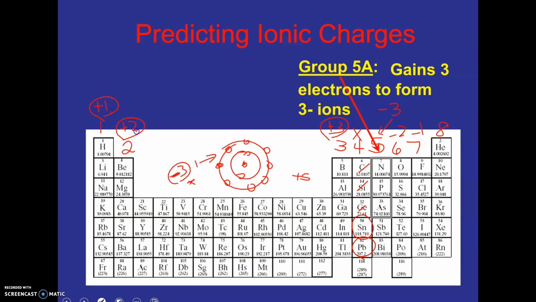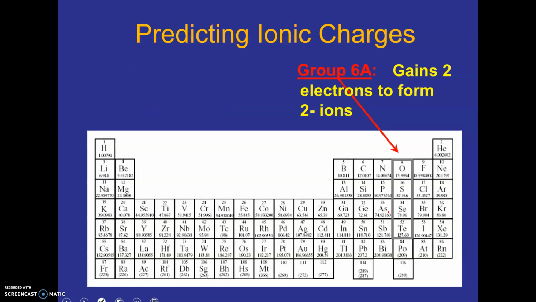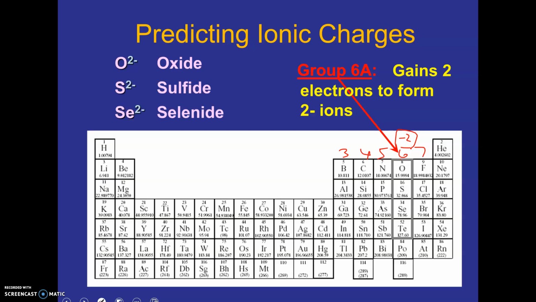So +1, +2, +3, -3, -2, -1. So this is going to be nitride, phosphide, arsenide. Let's look at our next group, 6A. So these, remember, this is going to be 3, 4, 5, 6, 7, 8. These gain 2, so a -2 charge, because they need 2 more electrons. 2 electrons, which are negative: oxide, sulfide, selenide.